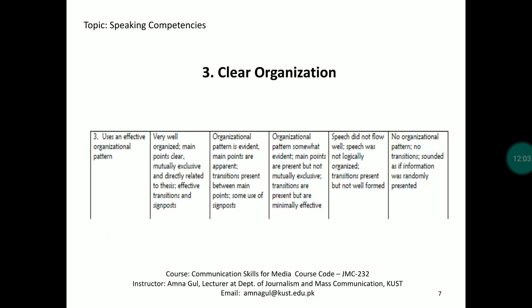For a minimal level student, the speech does not flow well. The speech is probably not organized logically. The transitions are present, but those are not well formed. As for a deficient speaker, no organizational pattern is visible. There aren't any transitions. It sounds as if information was generally randomly presented.